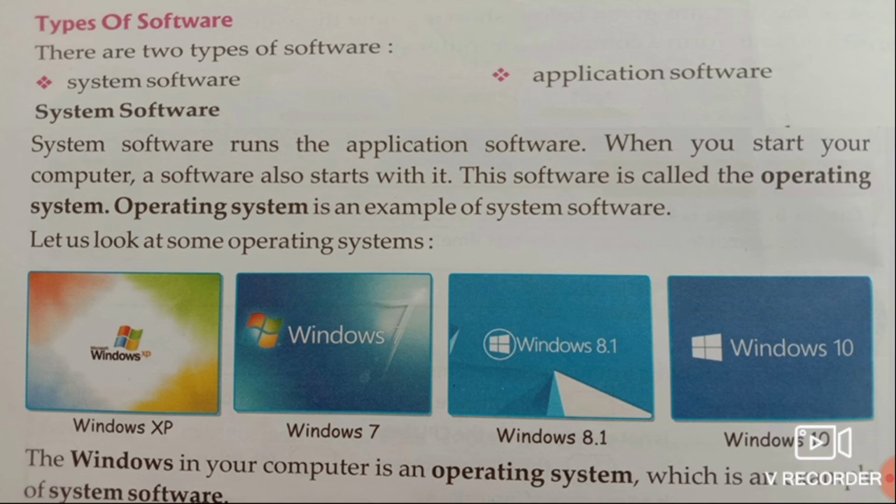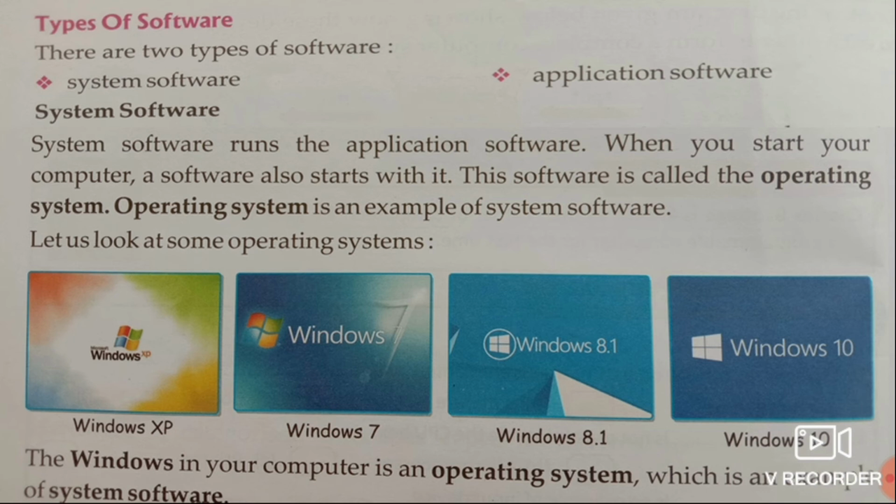Types of software. There are two types of software, system software and application software. System software runs the application software. When you start your computer, a software also starts with it. This software is called the operating system. When you press the power button of your computer system, the software which starts with it is known as operating system software. Operating system is an example of system software.